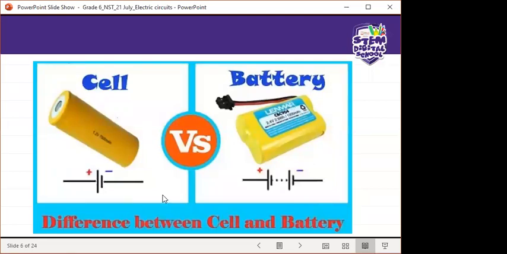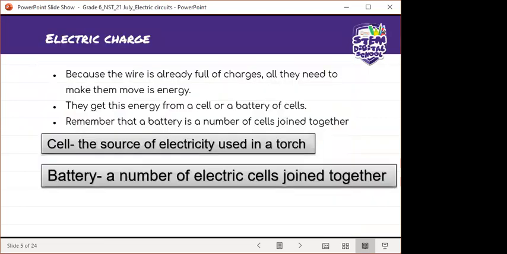And a cell or a battery always has a positive as well as a negative end. Very important to note that a cell always has a positive and negative end.